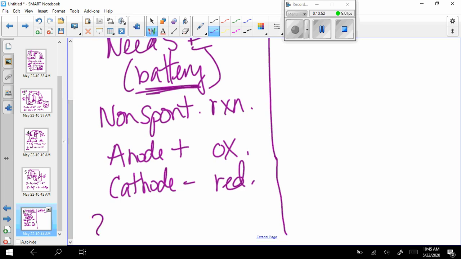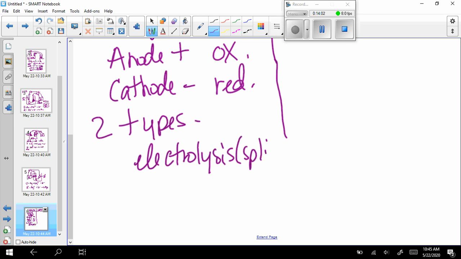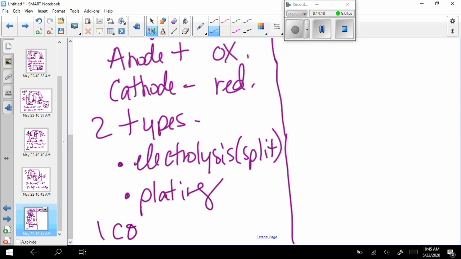There's 2 types of electrolytic cells. The first is electrolysis, and that was where I was splitting my compound, and the second was plating. They both are easy to notice because they both happen in one container and they're both connected to a battery.